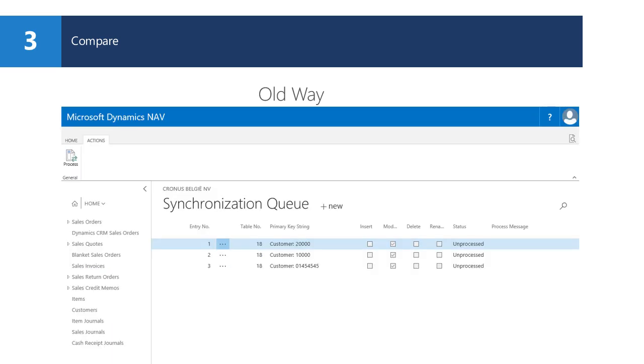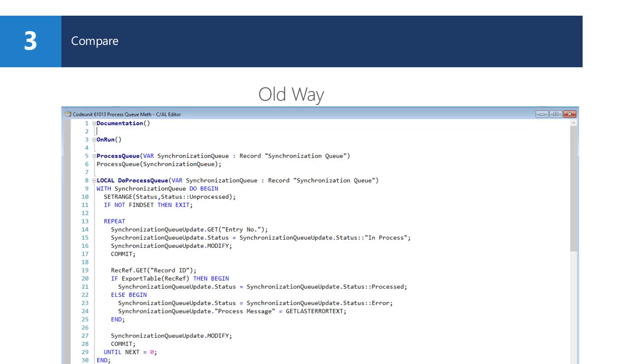As I have told, this table will be filled with every record change and waits until it gets processed through another process. So the status will be unchanged until it gets picked up. With a job queue task, we will run a process queue code unit. And in this code unit, we will loop through every unprocessed queue record, as you can see. And in this loop, we will first set the status to in process. Then we will call the export table function. And if there is no error, the status will get changed to processed. Otherwise, it will be set to error and the last error text will get stored.